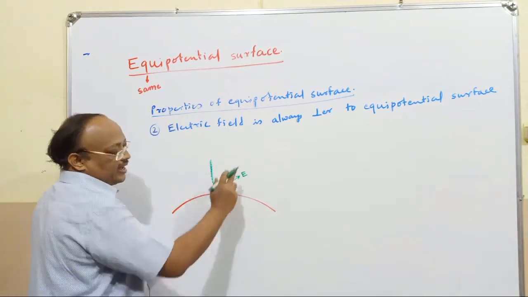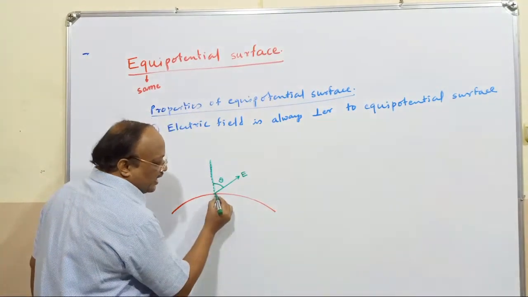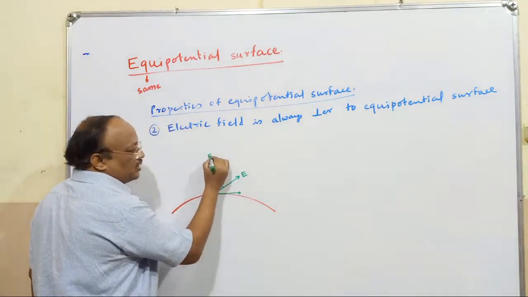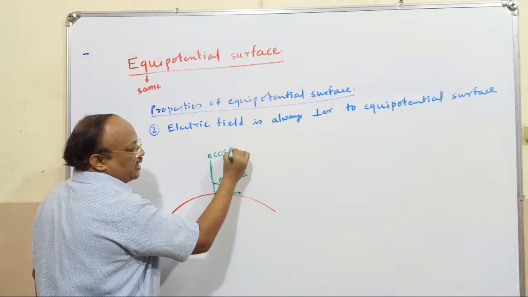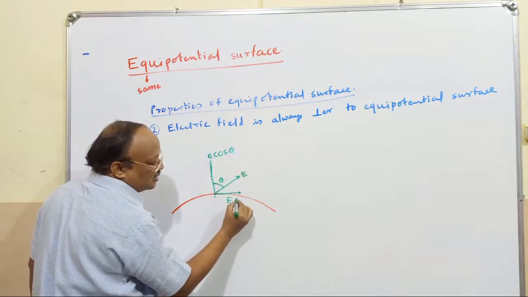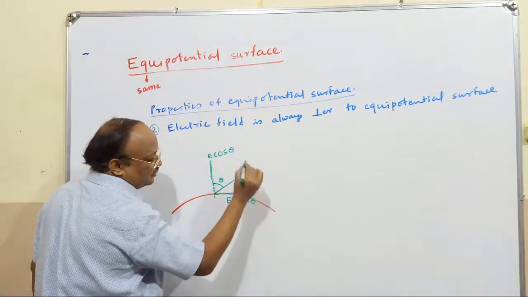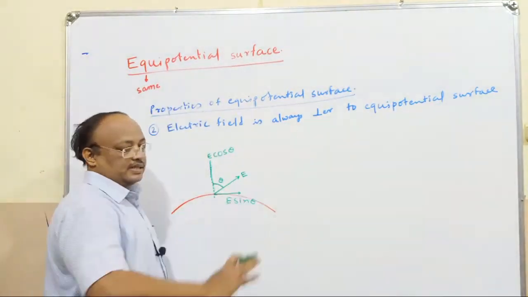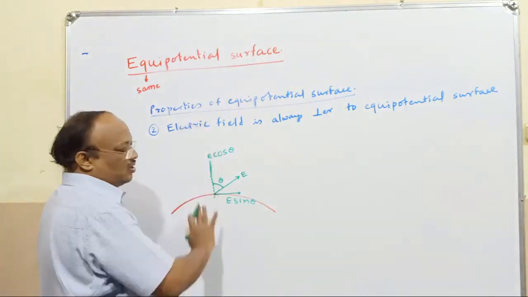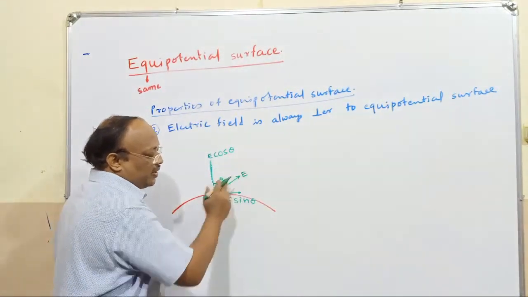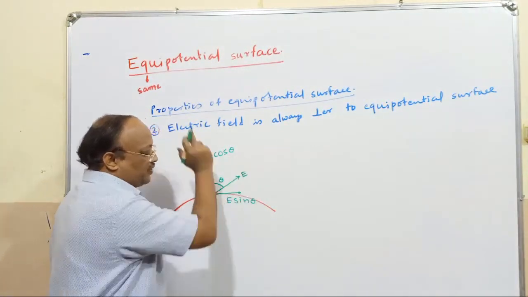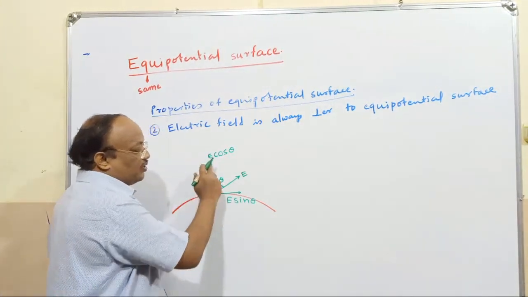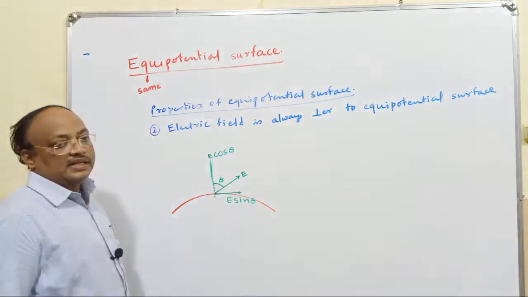So electric field is a vector quantity. I can resolve it. So this will be E cos theta and this is E sin theta. Since it is not normal, I have taken, for time being, that it is making some angle with the normal. So because of that, I can resolve it into E cos theta and E sin theta.